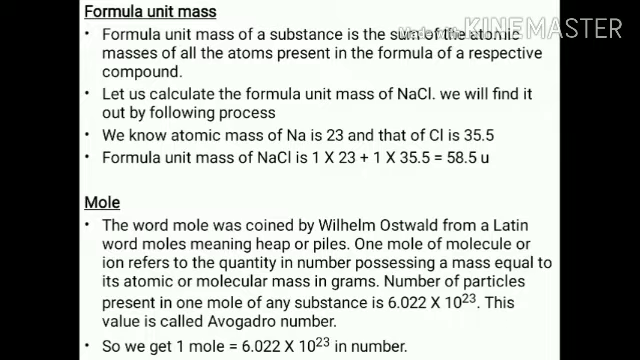Now, formula unit mass. Actually, molecular mass and formula unit mass are the same topic. Formula unit mass can be derived by the sum of the atomic mass of each and every element in a compound. Let us calculate the formula unit mass of NaCl. The atomic mass of Na is 23 and the atomic mass of chlorine is 35.5. So the formula unit mass is 58.5.